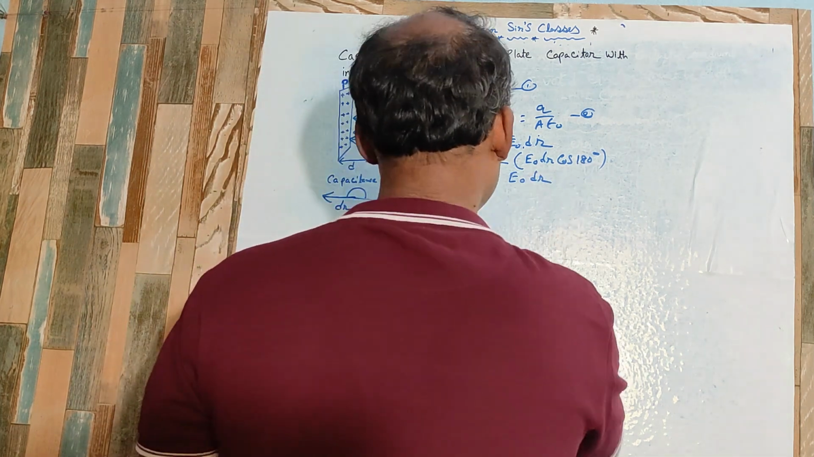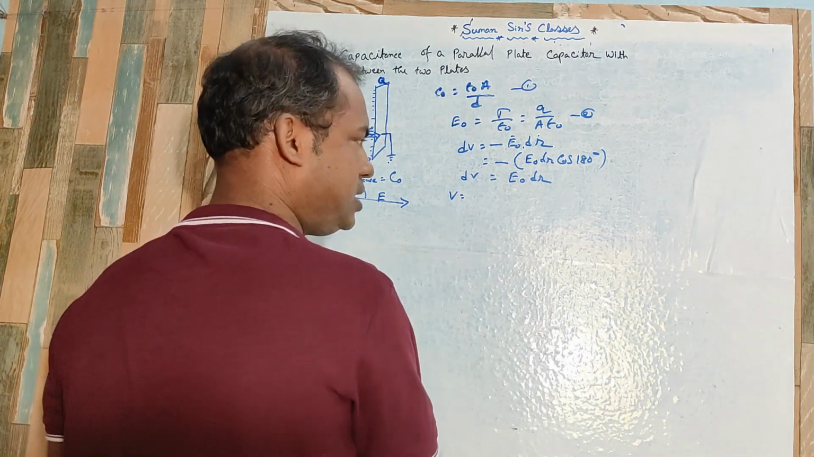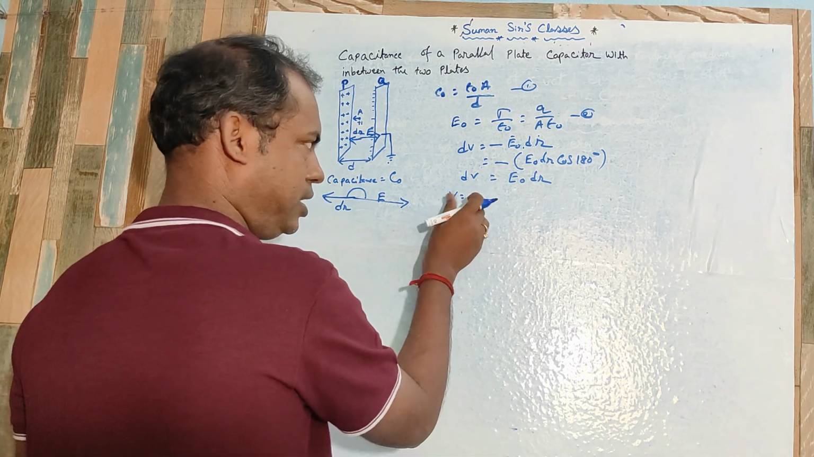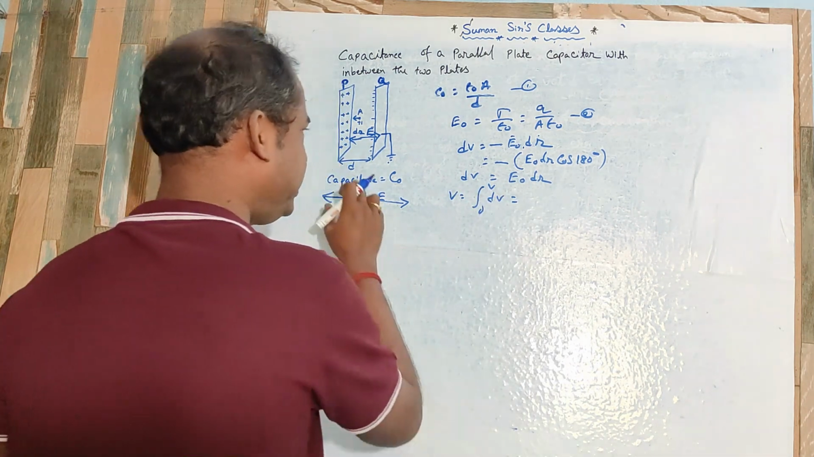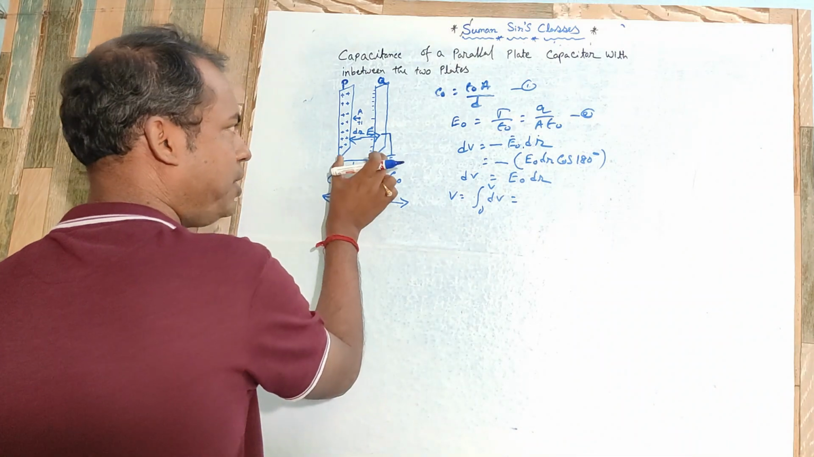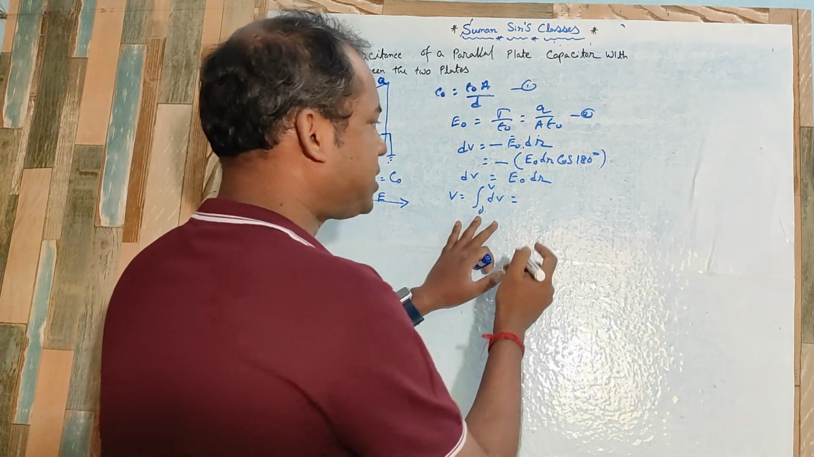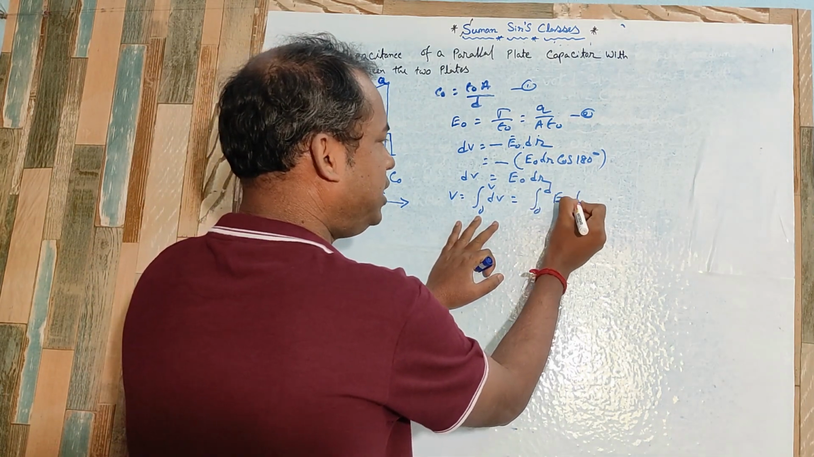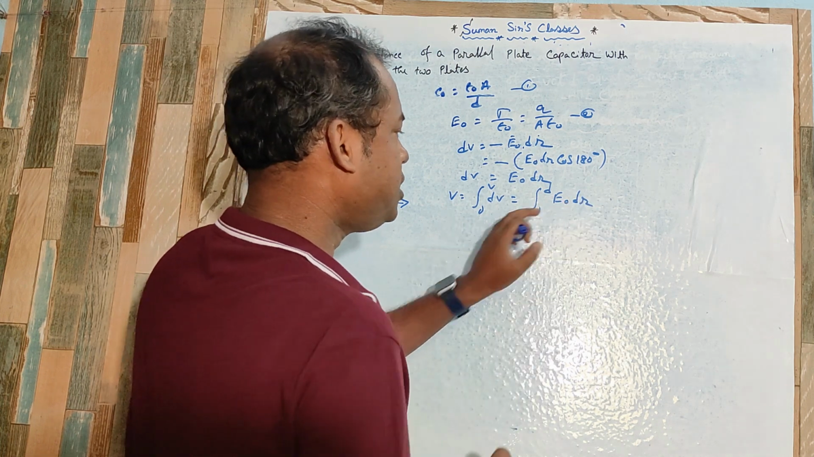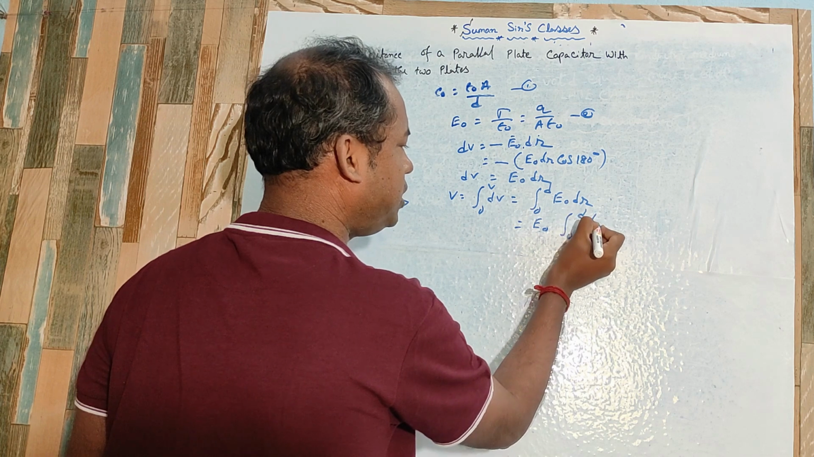Now we integrate to get the total value. If I consider V as the potential, the total potential is the integral from 0 to V of dV. Here the integration runs from 0 to D because the distance between the two parallel plates equals D. So we write the integral from 0 to D of E0 dr. Taking E0 common, E0 times the integral from 0 to D of dr.